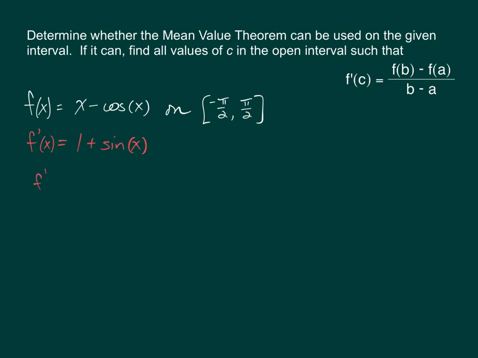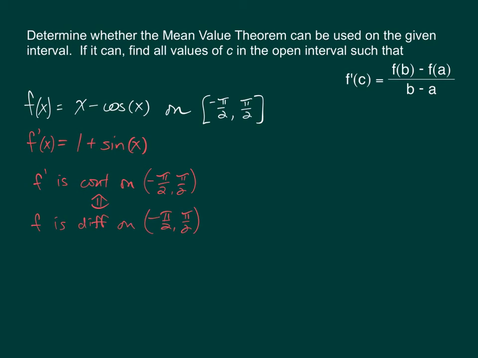F prime is continuous on -pi/2 to pi/2, open interval. This is exactly equivalent to saying the original function is differentiable on -pi/2 to pi/2, the open interval. So the mean value theorem here will work.